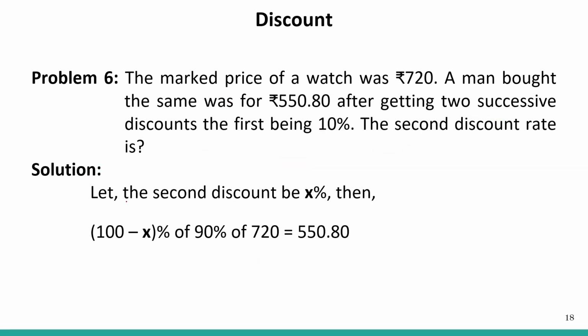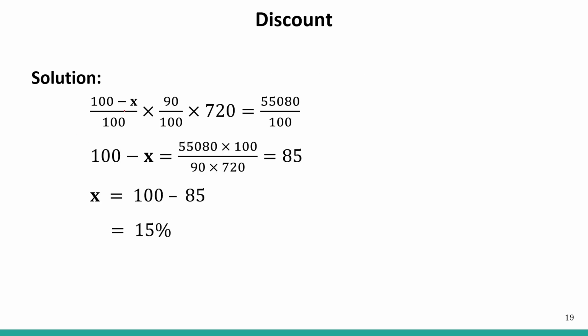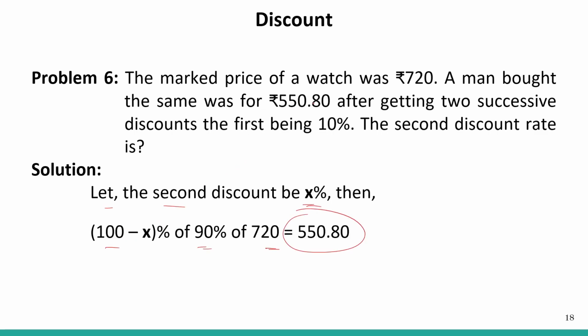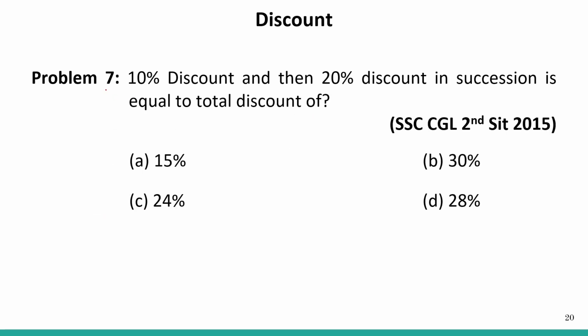So let's go forward with the step-by-step solution. So let the second discount be x%. Then 100 minus x% of 90% of 720 is equal to 550.80. So 100 minus x by 100 into 90 by 100 into 720 will be what? 55,080 rupees. So dividing it by 100, what we are left with is 85, right? So 100 minus x will be 85. So x is equal to what? 100 minus 85 is equal to 15%. So 15% will be the second successive discount that is being applied to get the price back from 720 to 550.80.